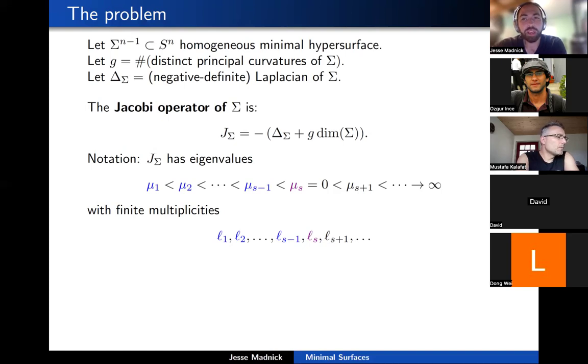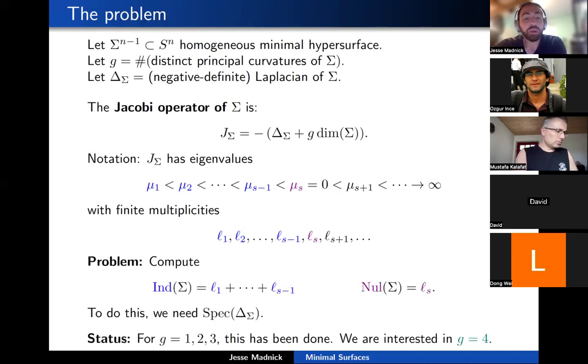Okay, so there are some negative eigenvalues, then there's the 0 eigenvalue, and then there are infinitely many positive ones that go off to infinity. The multiplicities are finite. I'm using little l to denote those multiplicities. And the problem at hand is to compute the Morse index, which is the sum of the multiplicities corresponding to the negative Jacobi eigenvalues, and the nullity, which is the multiplicity corresponding to the 0 eigenvalue.